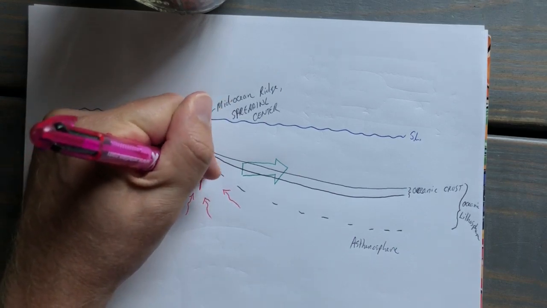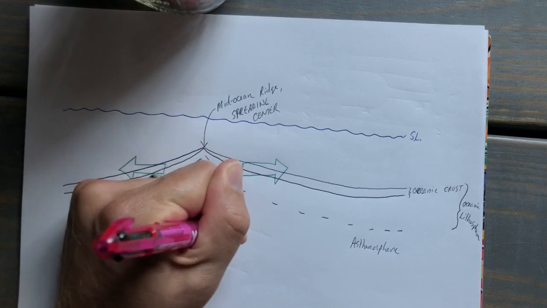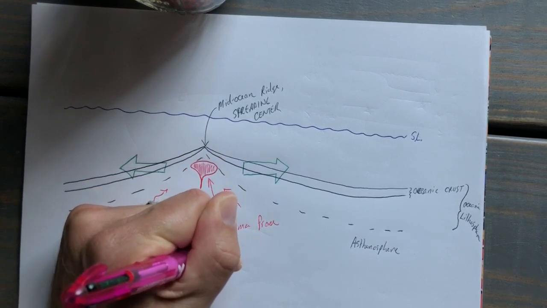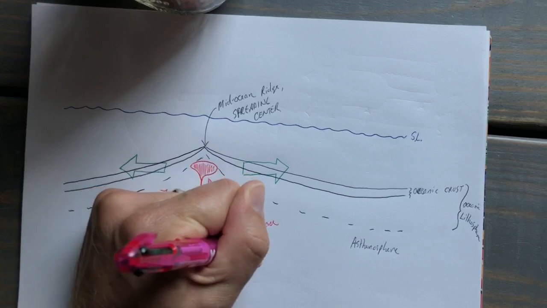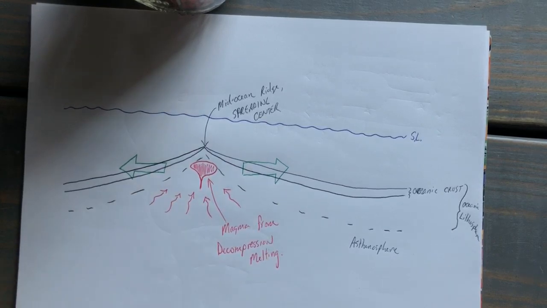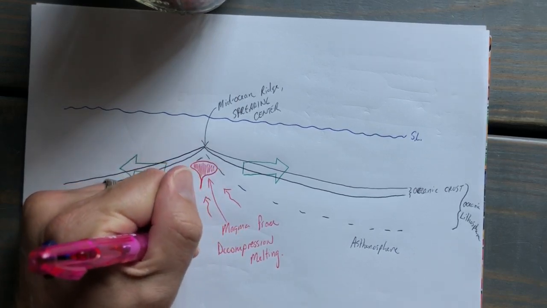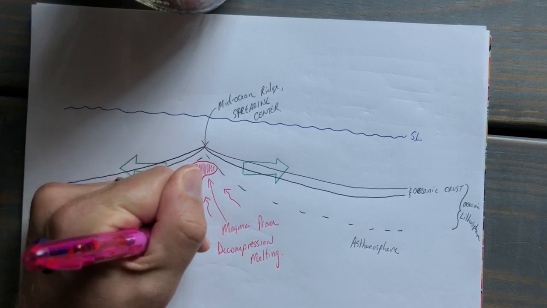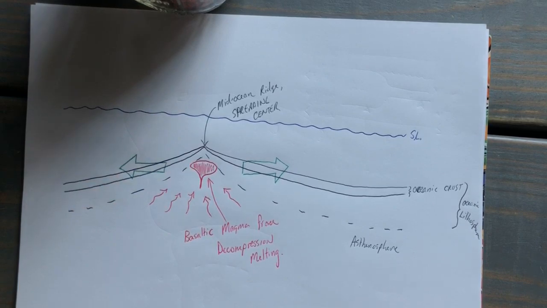So we have the development of magma from a process called decompression melting. Magma from decompression melting. The asthenosphere is decompressing, and that is the process causing the melting. And the chemical composition of the magma is basaltic. We get basaltic magma from decompression melting.